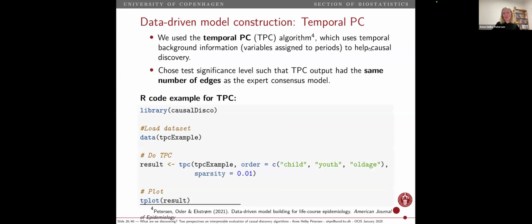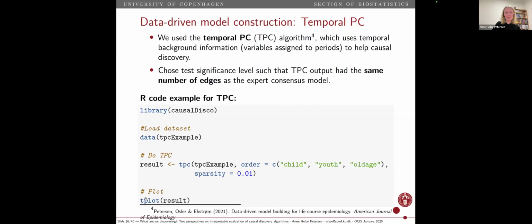So we use this procedure, and we have to choose the test significance level because it's a constraint-based causal discovery algorithm. So what it does is to do a lot of conditional dependence tests. And the way we did that was to actually tune the algorithm to have the same number of edges as what was proposed by the expert consensus model. So they had a number of edges, and we just try to find something that was the same. So here's just a little bit of code example to show you that this is something that's quite easy to use and also easy to inspect.